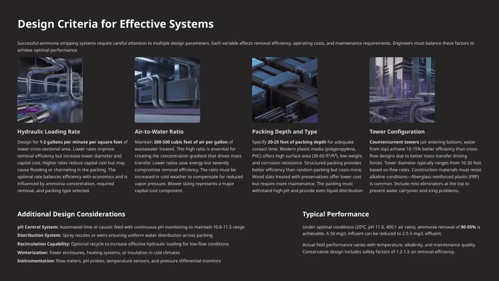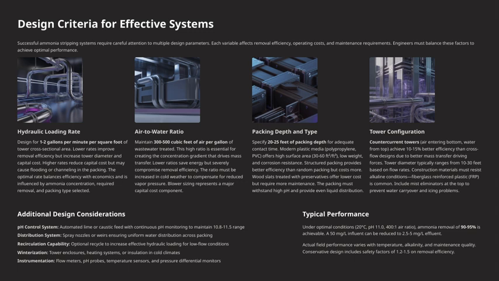There are additional considerations, such as pH control systems that automate lime or caustic addition, maintaining the pH in the 10.8 to 11.5 range, which is optimal for ammonia removal. Uniform water distribution is achieved through spray nozzles or weirs. For low-flow situations, recirculation systems can enhance hydraulic loading. In cold climates, winterization, like enclosures, heating, or insulation, is important. And of course, instrumentation such as flow meters, pH probes, temperature sensors, and pressure monitors helps keep everything running smoothly.